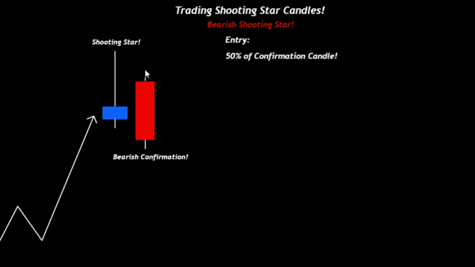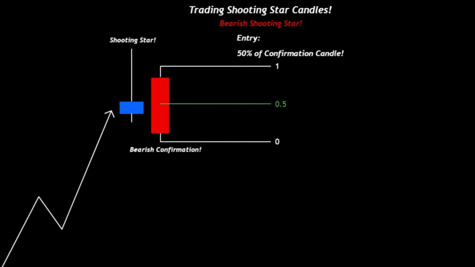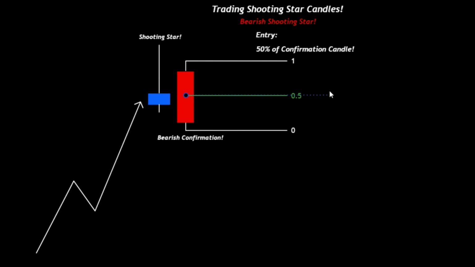You can either identify the midpoint approximately or use Fibonacci retracement if you want to be precise. So I identify the level with a straight line. When candles return to this level, this might just be a good spot for a potential short position. And once again, the stop loss should be placed above the confirmation candle.